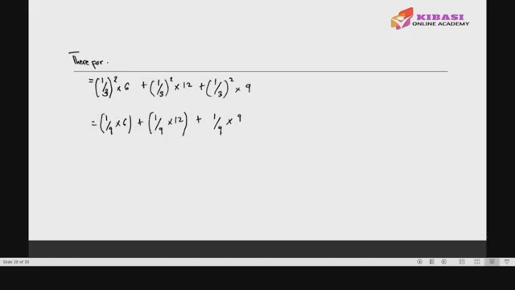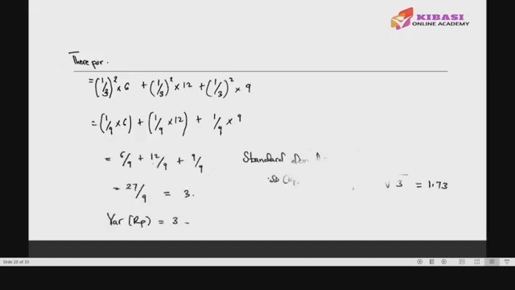Therefore equation yetu itabaki hivi kwamba itakuwa ni 1/3 square times 6 plus 1/3 square times 12 plus 1/3 square times 9. Hizi zingine ni jumlisha 0 jumlisha 0 jumlisha 0, so that's why I don't write it. But when you calculate the variance of return portfolio, you get 3. Standard deviation as usual, under root ya variance ya return portfolio ambayo itakuwa ni 1.73.